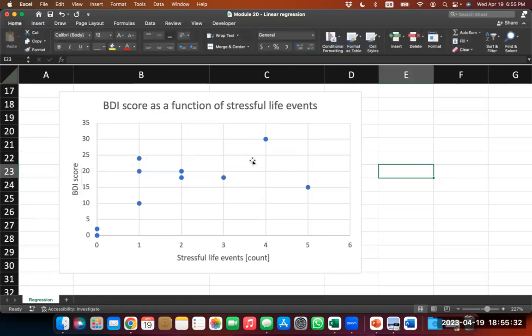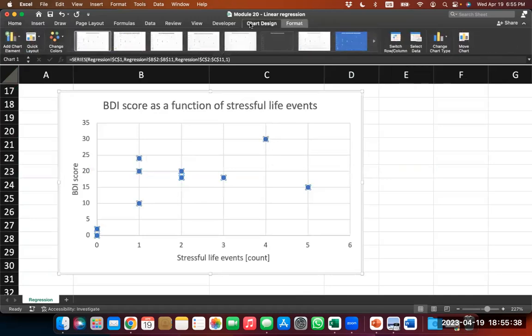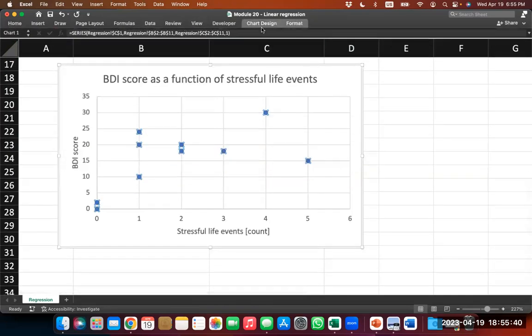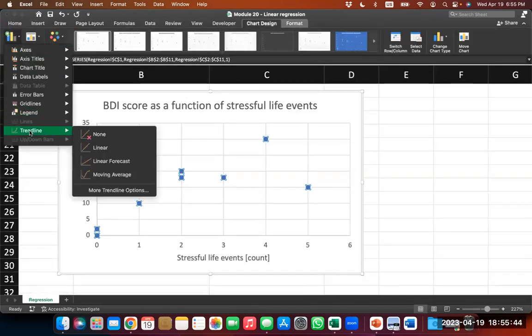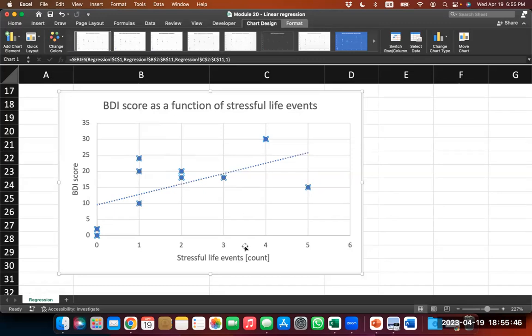So if you look at this, we see already, yeah, hypothetically there's a little bit of an association, but let's fit the trend line through it just to make sure. If we're fitting a linear function through that, indeed, there's an increase in our y, our dependent variable, with an increase of the independent variable. So the more stressful life events, the greater the depression score.